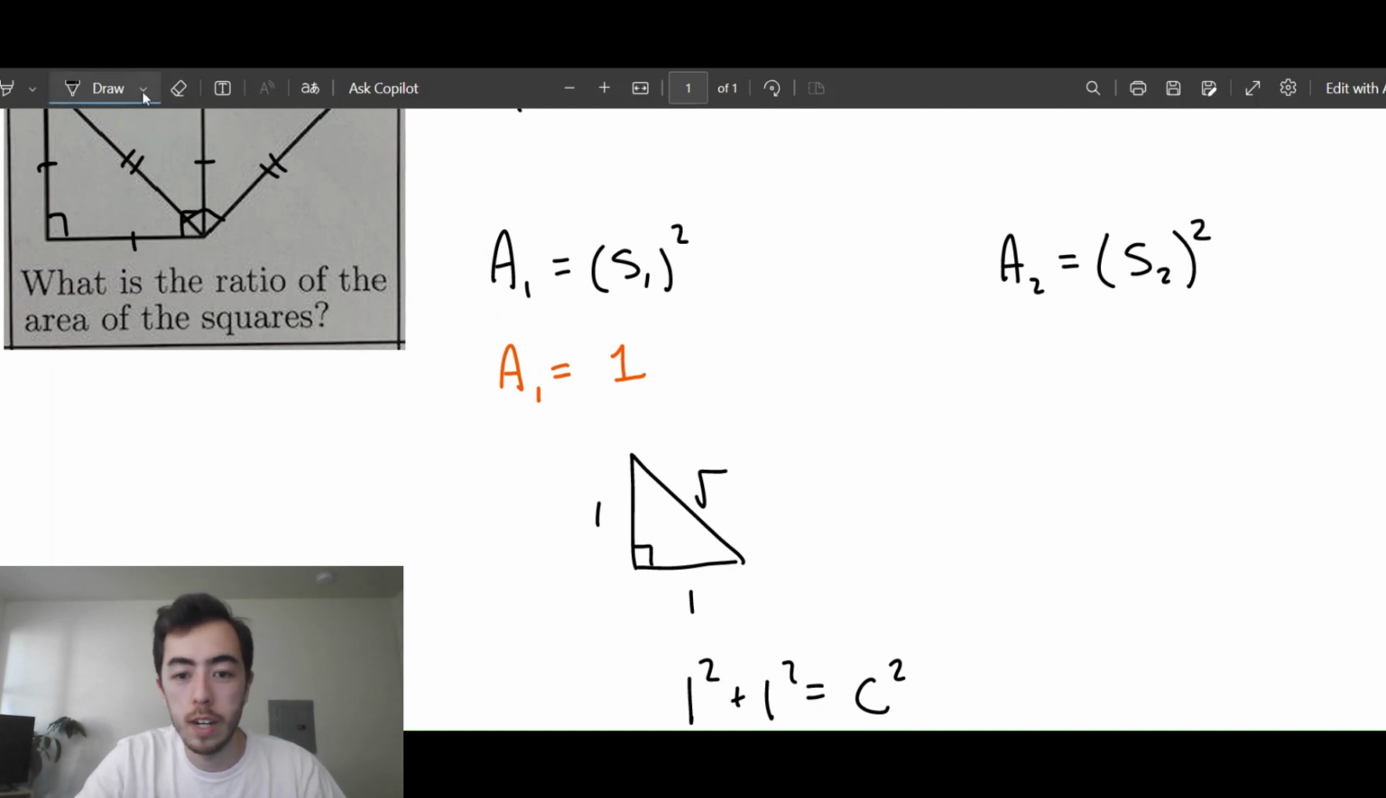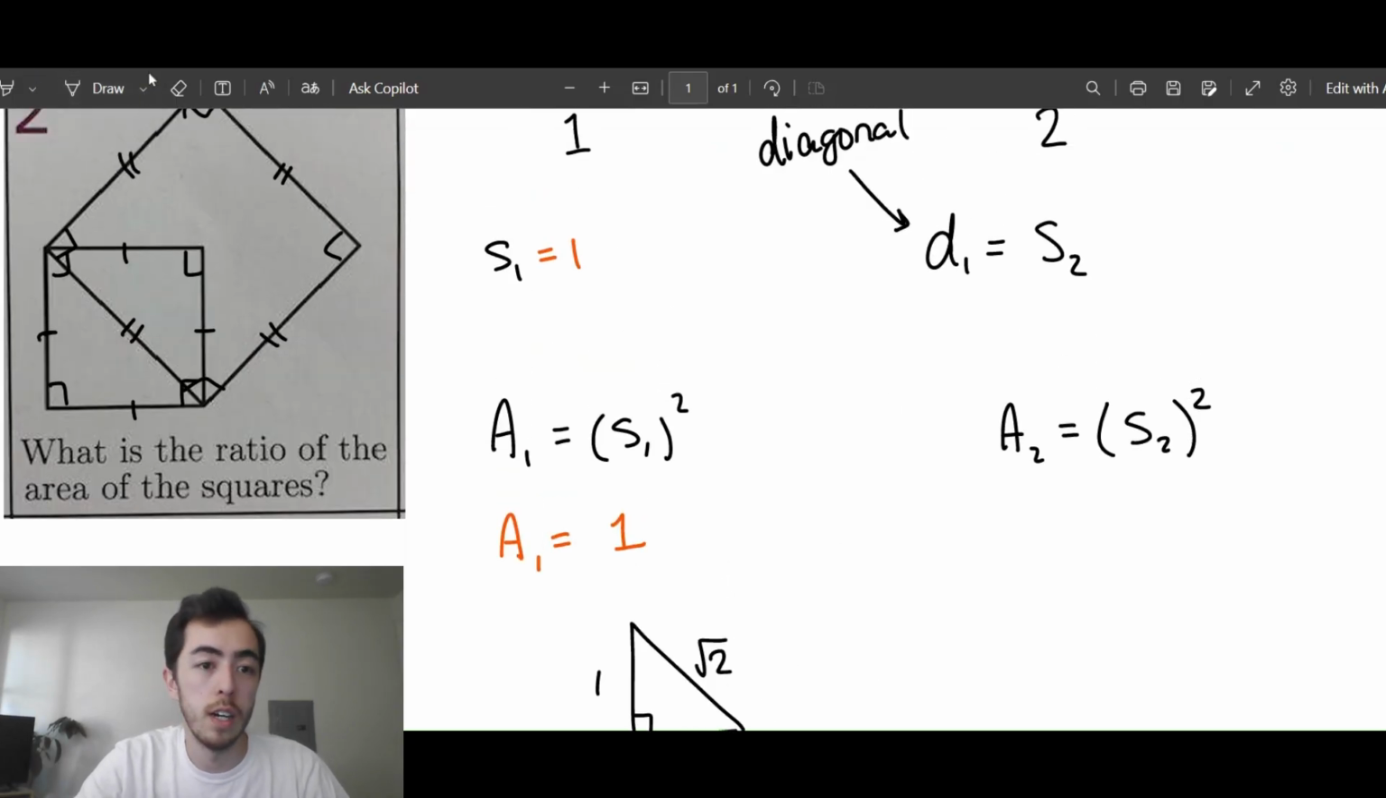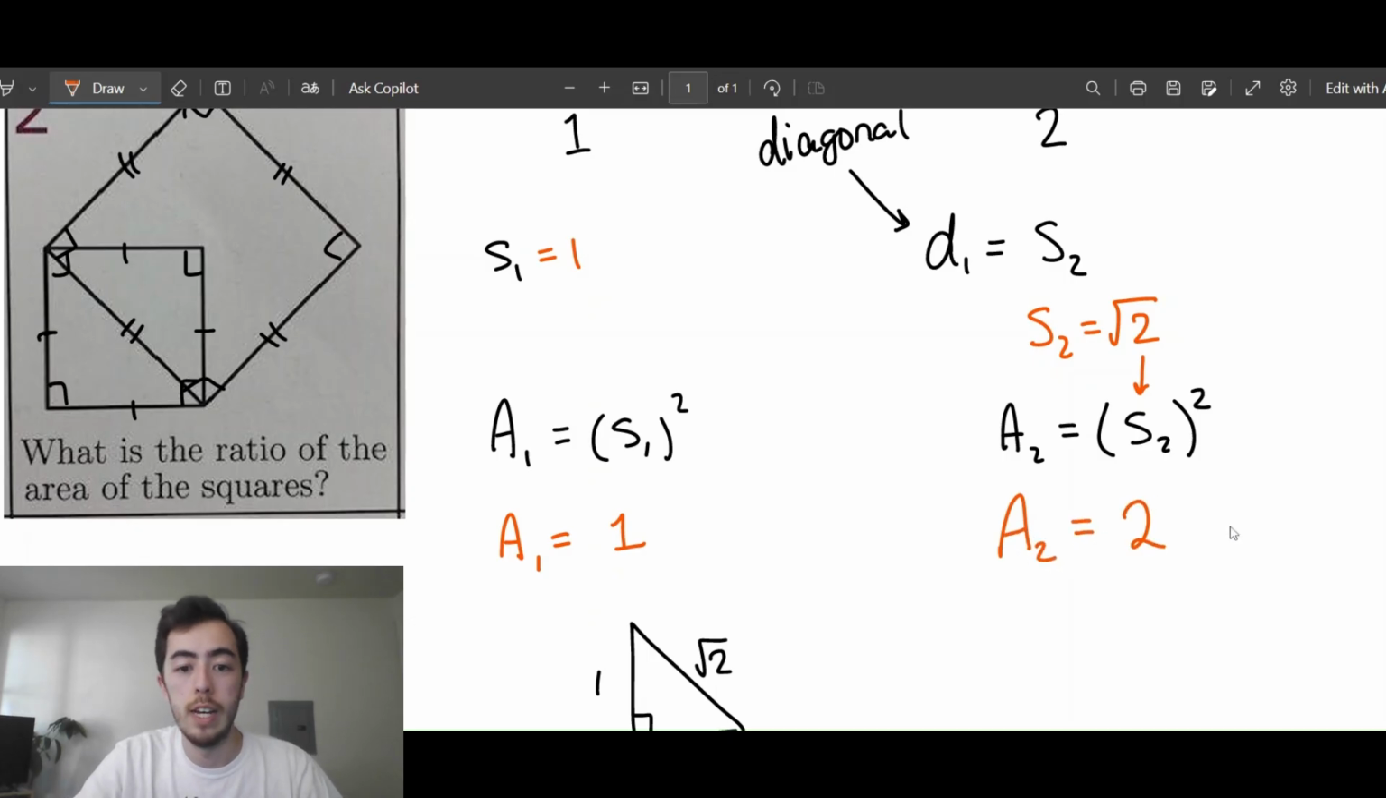Since the diagonal is root 2, that means the side of the second square is also root 2. So I can decide that S2 is going to be equal to root 2. When I plug in root 2 here and I square it, I'll get that the area of the other square is 2. And then here, at least in this one example, I can show that the ratio between the two squares is 2.